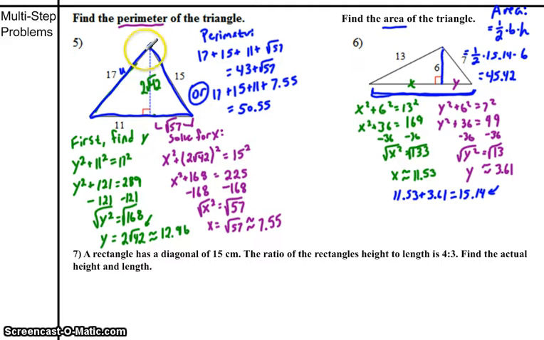So when we're talking about perimeter, we're talking about the length around the outside of this triangle. So my answer will also be a length, 50.55, and I'll write units. Again, could be inches, could be meters, who knows.